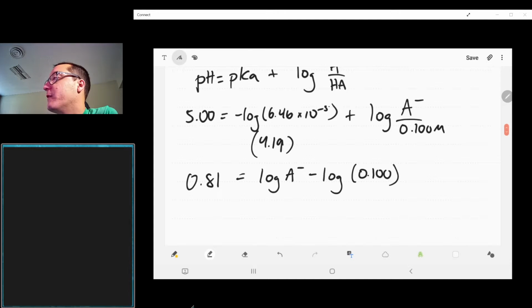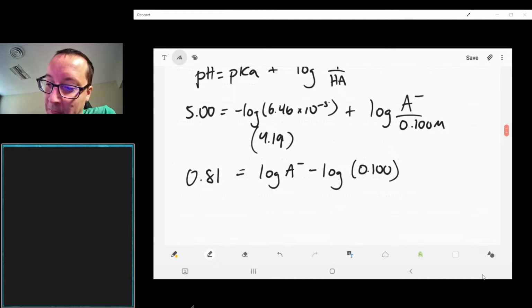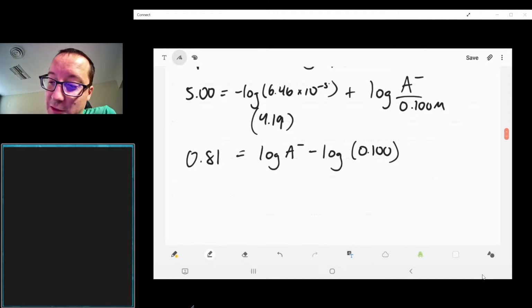So let's go ahead and figure out what the log of 0.1 is. It's -1. I don't know why I needed a calculator for that. So remember, log of 0.1 would be -1. It's 10 to the power of whatever gives you 0.1.